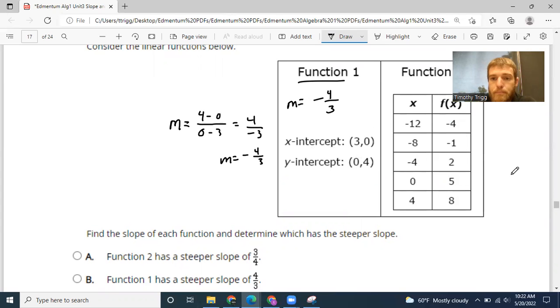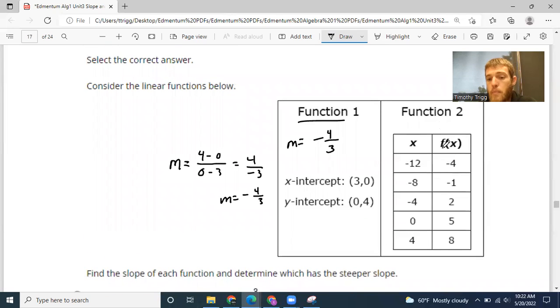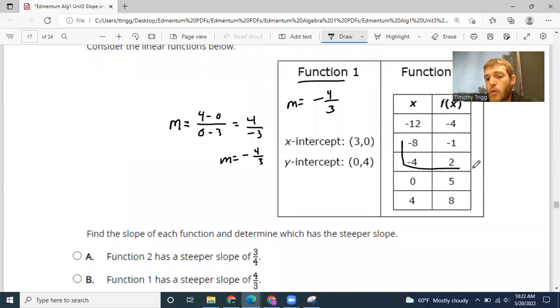That's the slope. For the slope of this one, you could use any 2 coordinates you like. You could use these 2 coordinates. You could use these 2 coordinates. You could even use, they don't even have to be next to each other. You could use like this coordinate and this coordinate if you like, doesn't matter. Choose any 2 coordinates and find the slope just like how we did here.